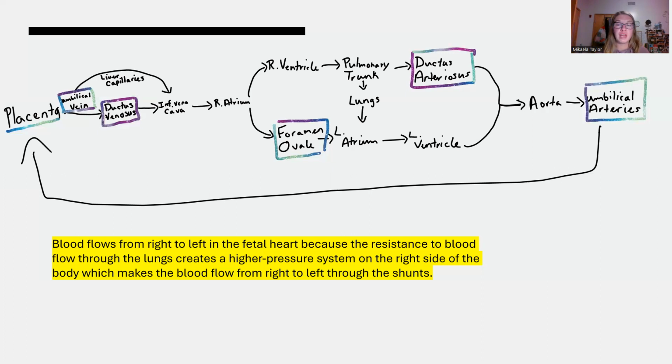And so from the aorta, the blood is then expelled into the umbilical arteries, which are connected back to the placenta. By the time it gets into the umbilical arteries, it's becoming more and more deoxygenated as it flows through the fetus, and then returns to the placenta, ultimately through to the mother in order to be reoxygenated. And the process starts all over again.